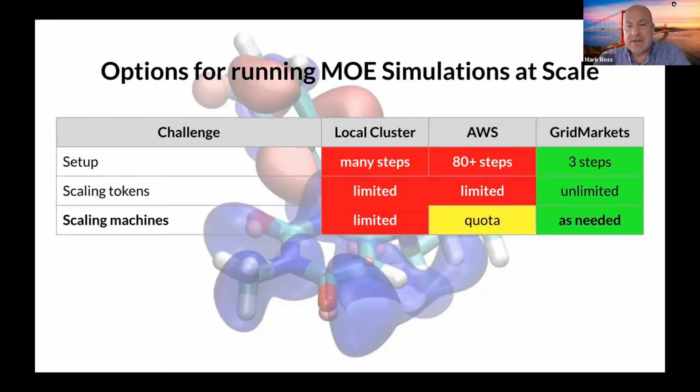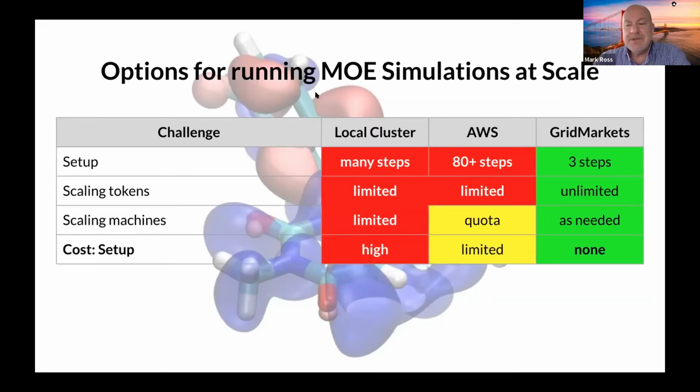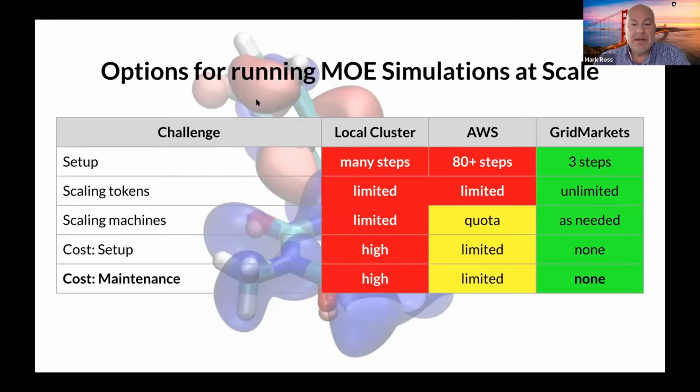Again, in the case of scaling machines, obviously the AWS solution has the ability to scale on the number of machines. Your local cluster is fixed to however many machines you decided to include in that cluster. In the case of GridMarkets, you can scale to as many machines as you need. Setting up, in the case of GridMarkets, is free. It's definitely not free to set up a local cluster. Same for AWS. Maintenance, there is no maintenance for the GridMarkets solution, but there is most certainly for the local cluster and to some extent for the AWS solution as well.